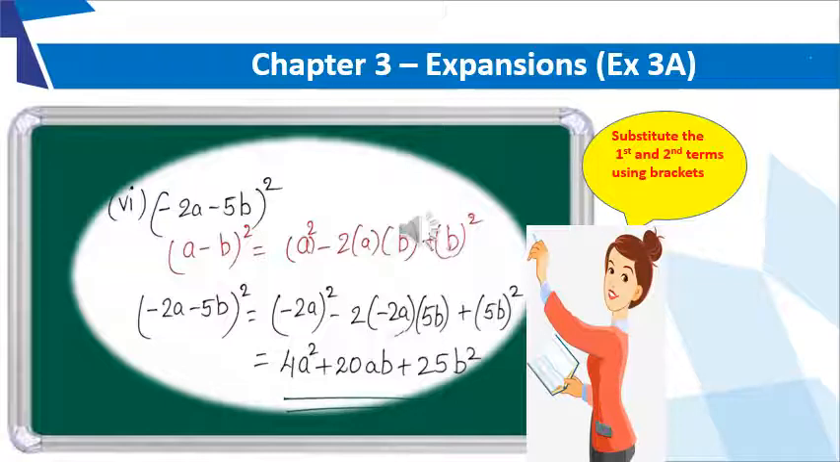Using the identity a minus b the whole square equal to a square minus 2ab plus b square, we get the answer as 4a square plus 20ab plus 25b square.